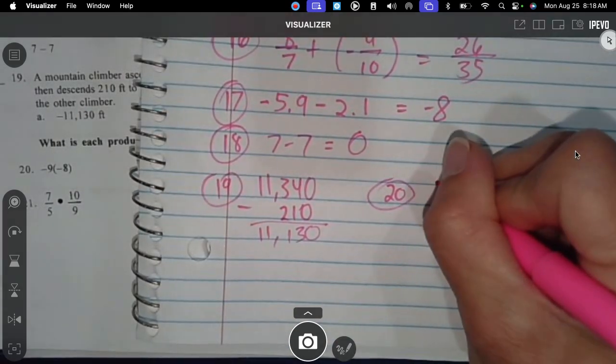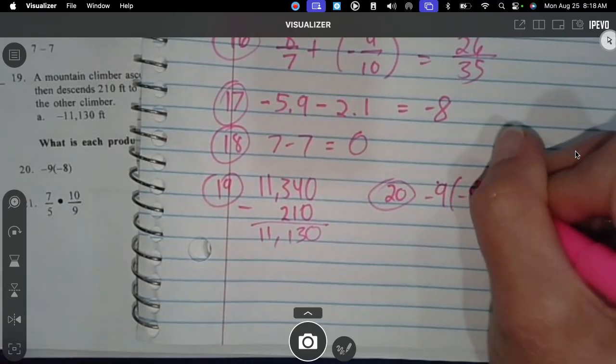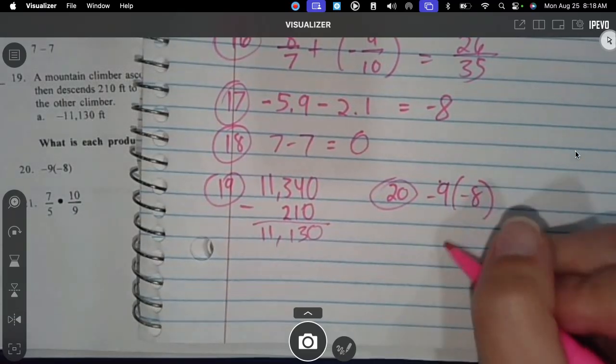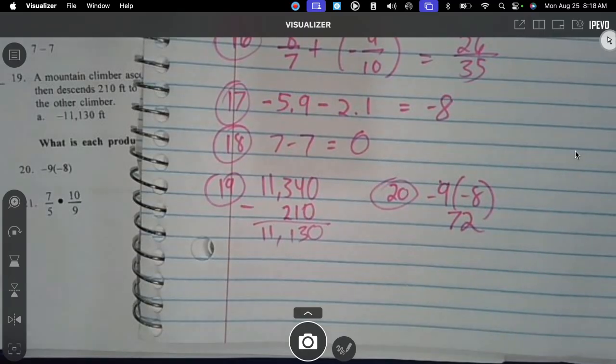Number 20 is -9 times -8. And I hope you're just putting that in your calculator to double check yourself. What'd you get? 72. Positive 72.